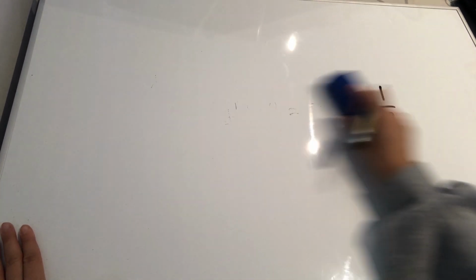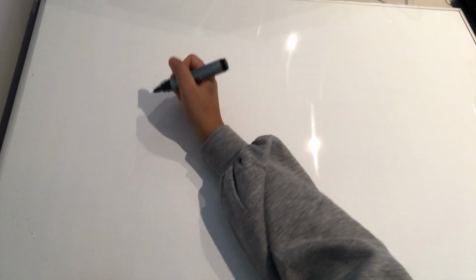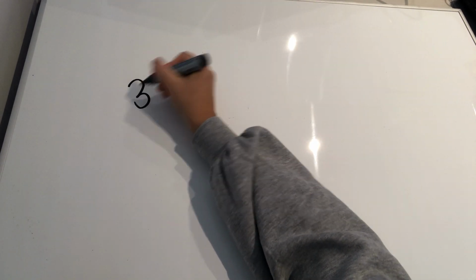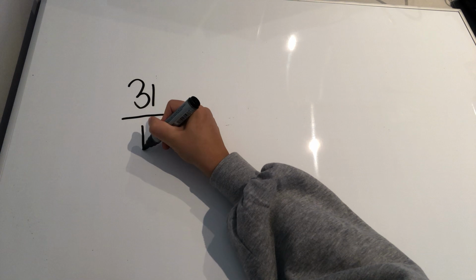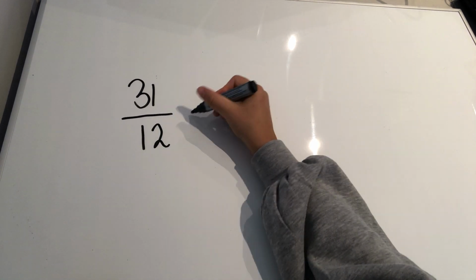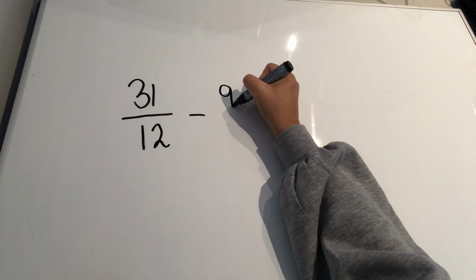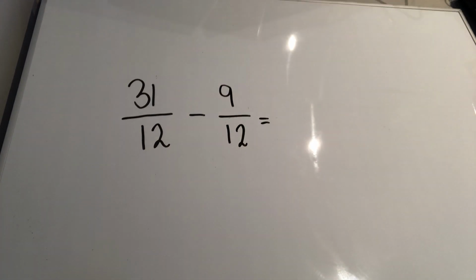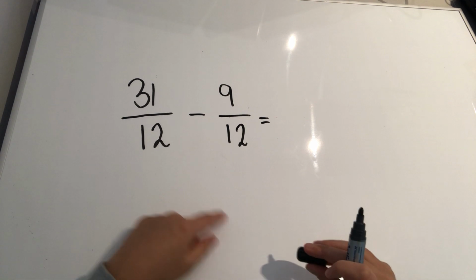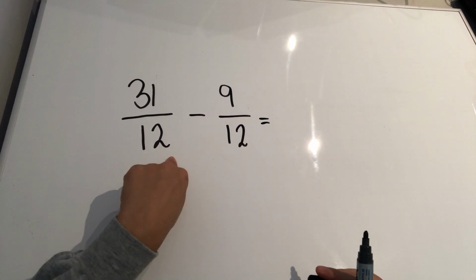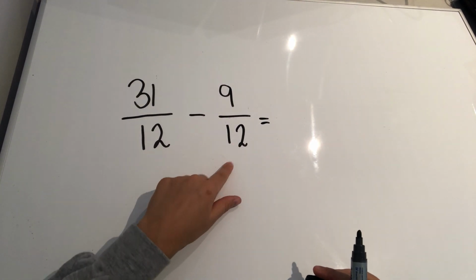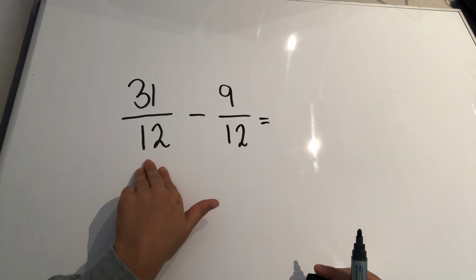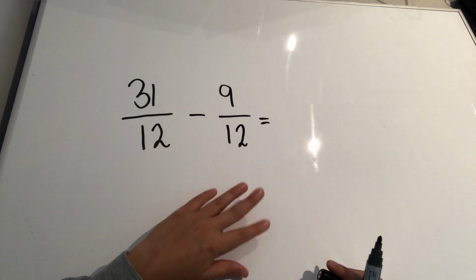Let's see this when we're doing a subtraction problem. So the first problem we'll do is 31 over 12, subtract 9 over 12. As you can see here, this is an improper fraction and this isn't. We do not convert this to a mixed number yet. We wait until we get our answer.